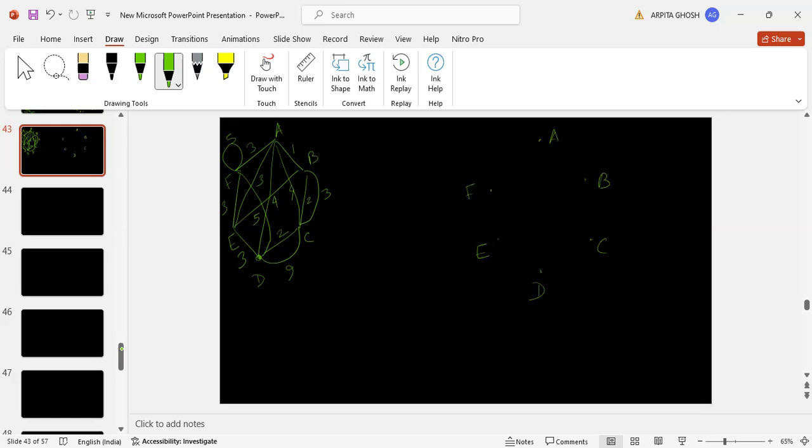We should draw the figure once again, removing self loops and parallel edges. There is a self loop at the point F. We are not going to join it; we are removing it.